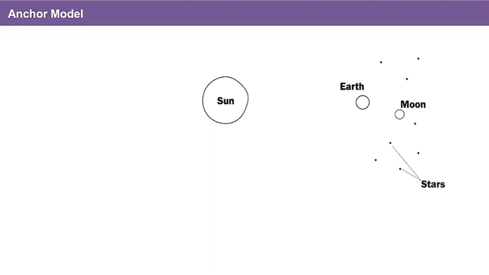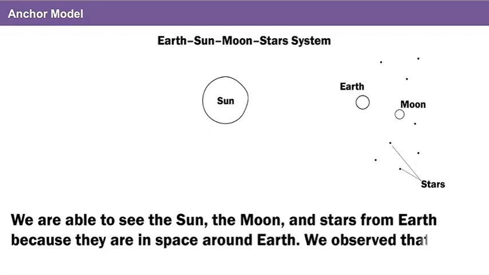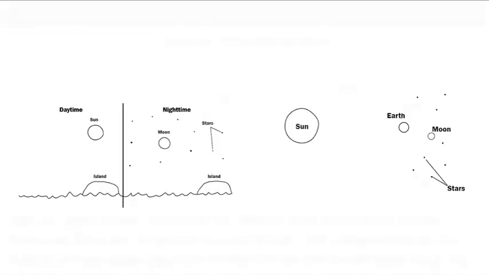I think we need a title for our model that describes the system of objects. Let's use the names of the objects we just added: Earth, Sun, Moon, Stars, System. How can we describe what we drew in our model? Well, we are able to see the Sun, the Moon, and stars from Earth because they are in space around Earth. We observe that the Sun is in the same position in the sky at the same time each day. Great work! Drawing this model will be one of your tasks for today.